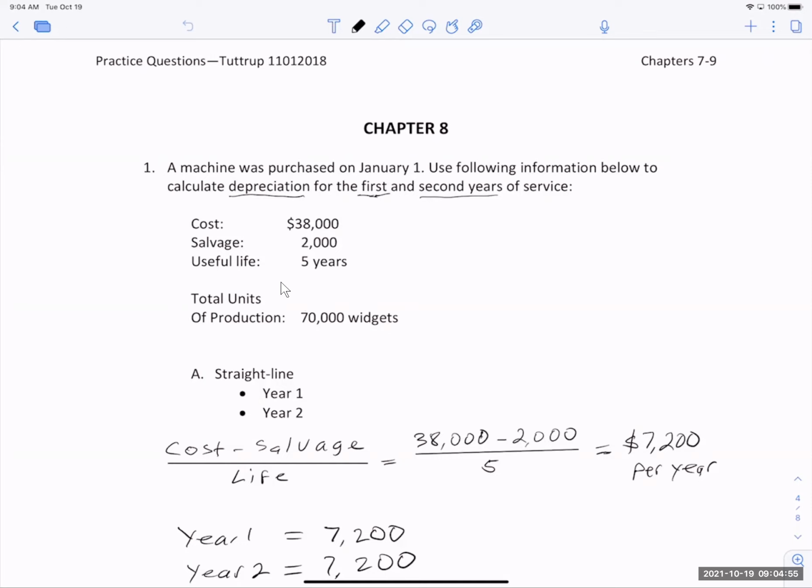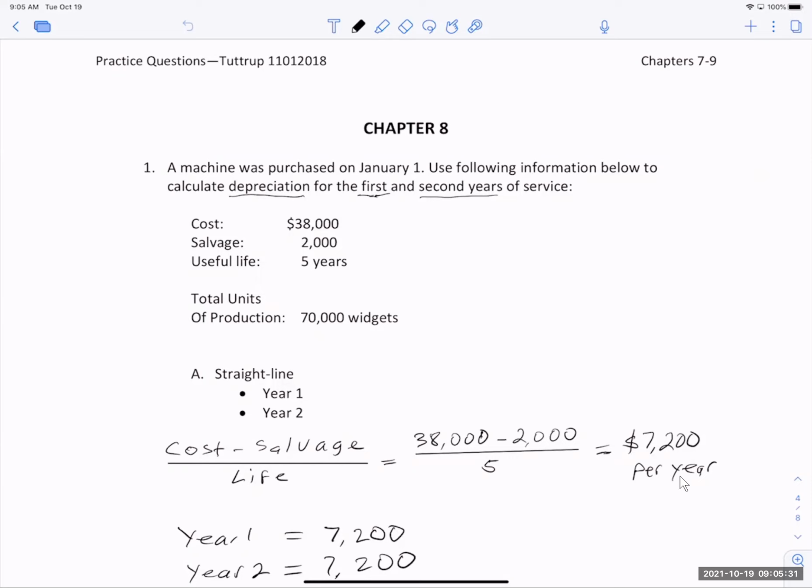Well, then also, how long are we going to depreciate it? For 5 years. So this numerator, which is 36,000, divided by 5. So we're going to be depreciating this asset $7,200 per year over the next 5 years. 7,200. So what's the first year depreciation expense? It would be 7,200.